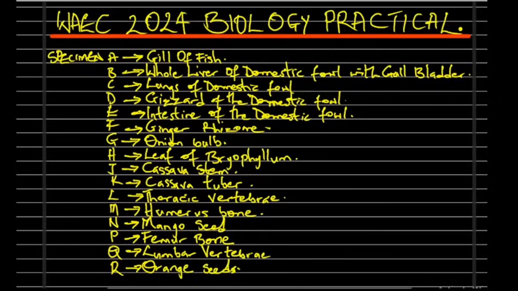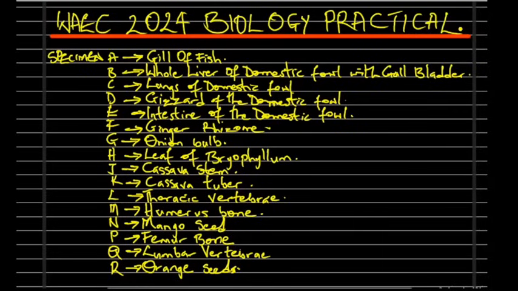So these are the specimens that have been released by Waec for this year's biology practical. Specimen A is gill of fish. Specimen B is the whole liver of domestic fowl with the gallbladder. Specimen C is the lungs of the domestic fowl. Specimen D is the gizzard of the domestic fowl. Specimen E is intestine of the domestic fowl. Specimen F is ginger rhizome. Specimen G is onion bulb. Specimen H is leaf of Bryophyllum.